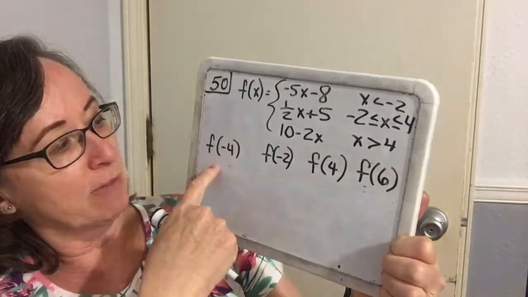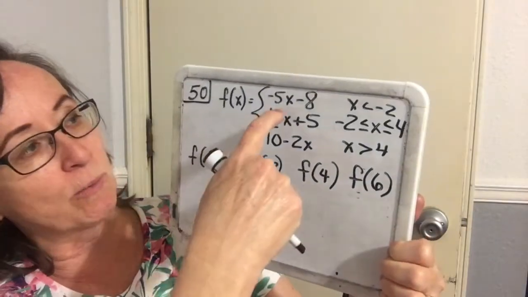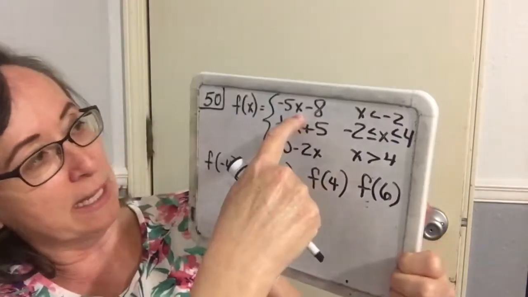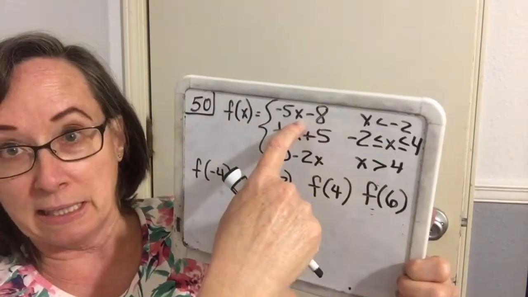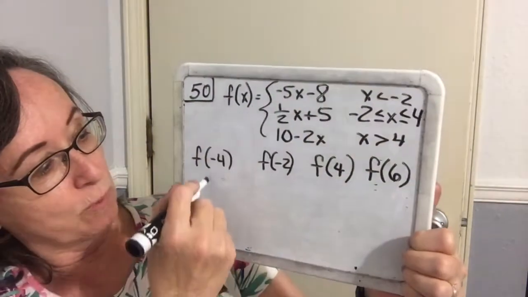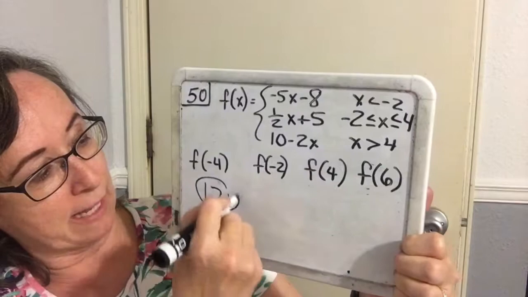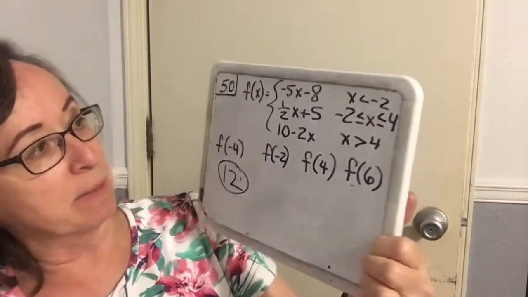kingdom. Therefore, we're going to plug in a -4 right into this equation, and we'd get negative 5 times the negative 4 is a positive 20. Take away an 8 would be a value of 12. Okay, so we were in the first kingdom there.